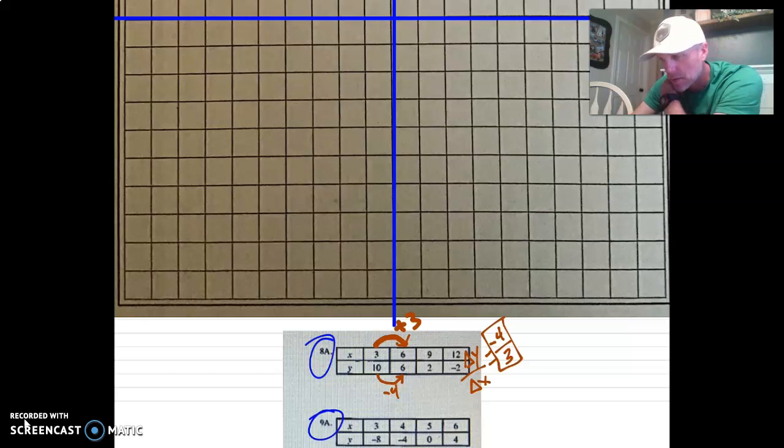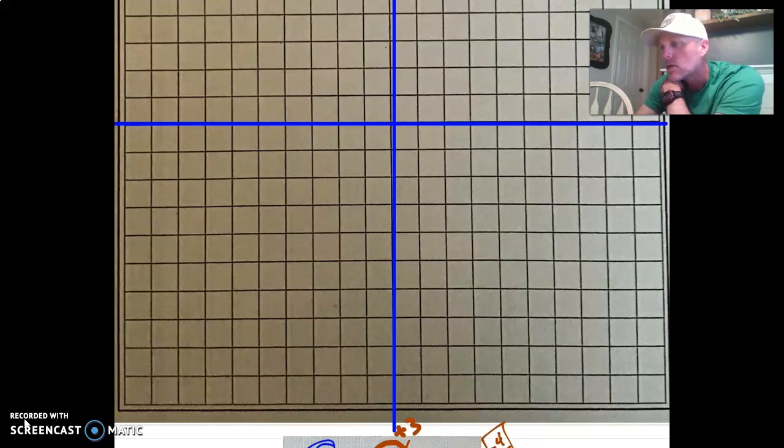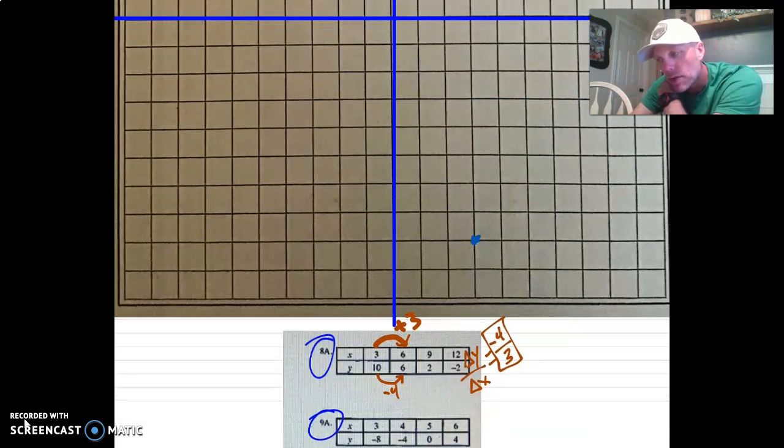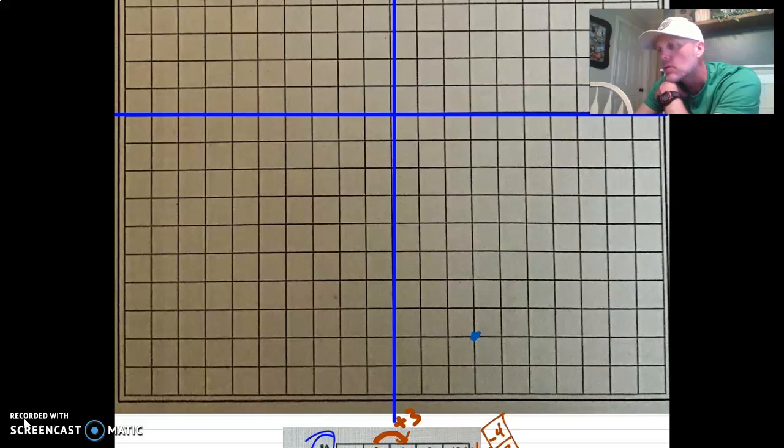So let me change colors here. Alright, I'm going to do number 9. I have positive 3 and negative 8. Make sure that this is right. 1, 2, 3, 4, 5, 6, 7, 8, 9, 10. Yep. So that is positive 3, negative 8. Then I'm going to go positive 4, negative 4. 1, 2, 3, 4. This is very steep, right? Sure looks like it anyways. There we go.